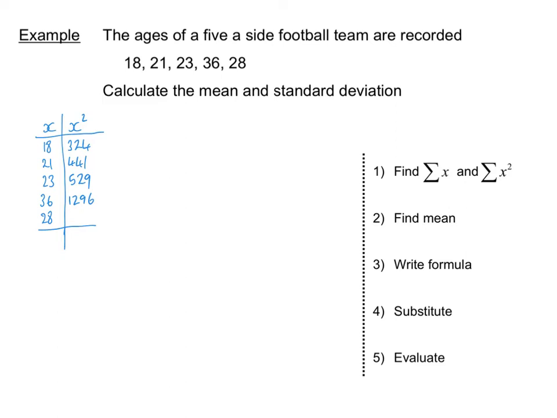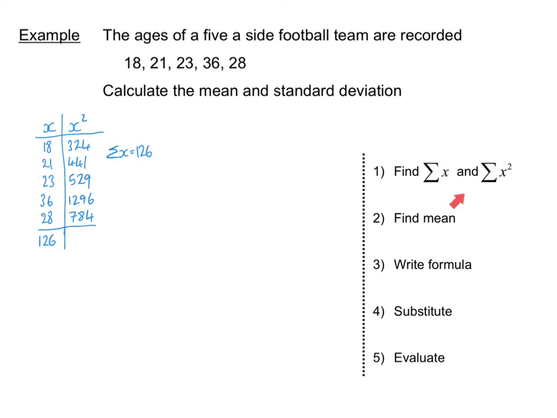28 squared is 784. What I then need to do is calculate the totals of each of these. Going down the x column over here, start by adding all of those values together. You can do that on a calculator in most questions. So we've got a total of 126. This is the sum of all of the x values. So over at the side of this table, I can write the sum of x is equal to 126. That's basically all of the x values added together.